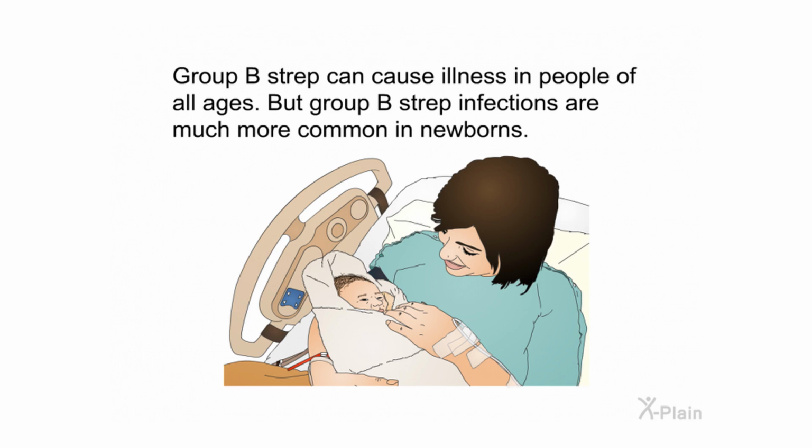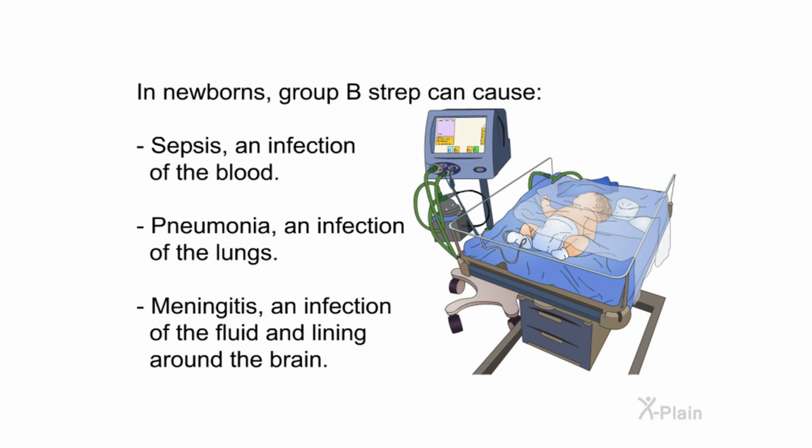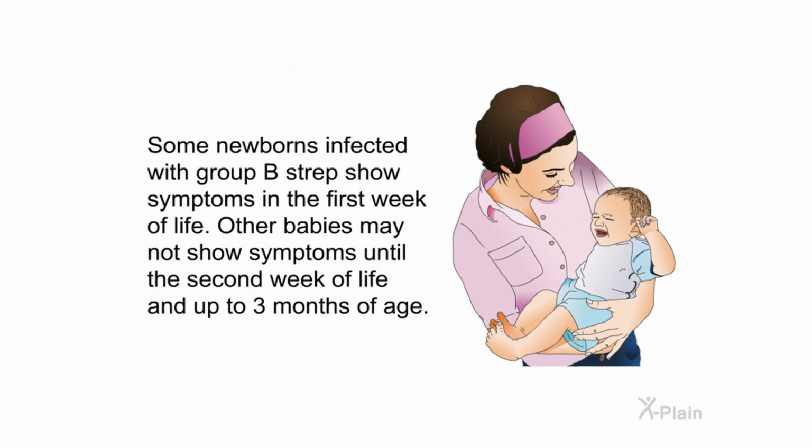Group B Strep can cause illness in people of all ages, but Group B Strep infections are much more common in newborns. In newborns, Group B Strep can cause sepsis, an infection of the blood, pneumonia, an infection of the lungs, meningitis, an infection of the fluid and lining around the brain. Some newborns infected with Group B Strep show symptoms in the first week of life. Other babies may not show symptoms until the second week of life and up to 3 months of age.